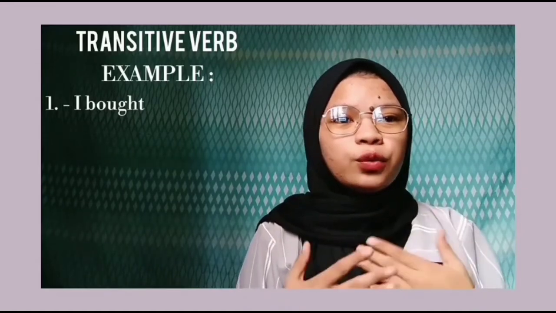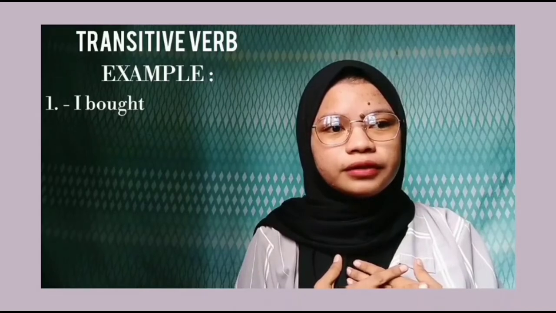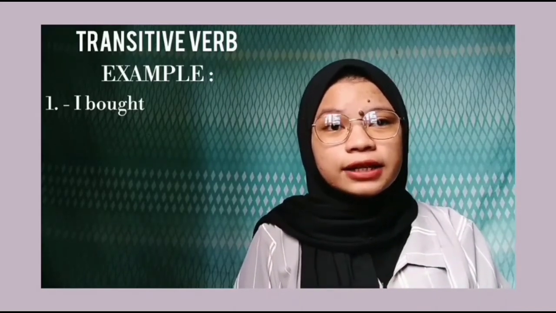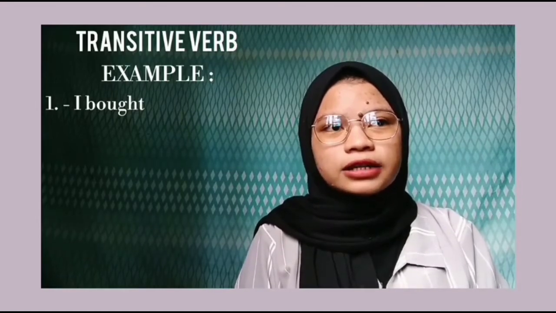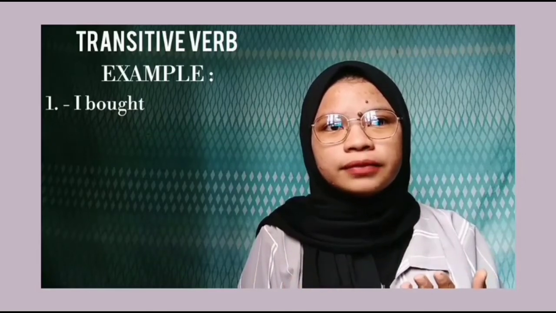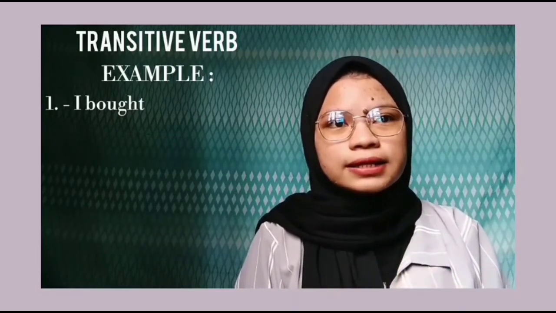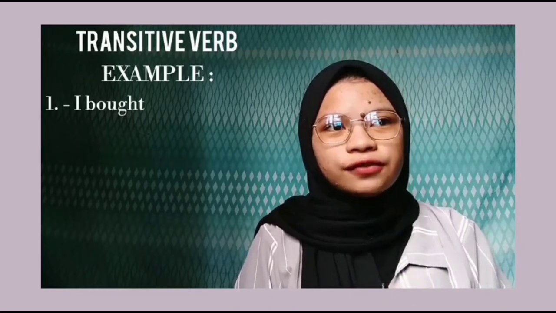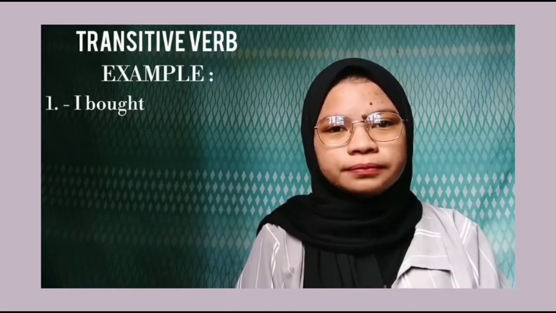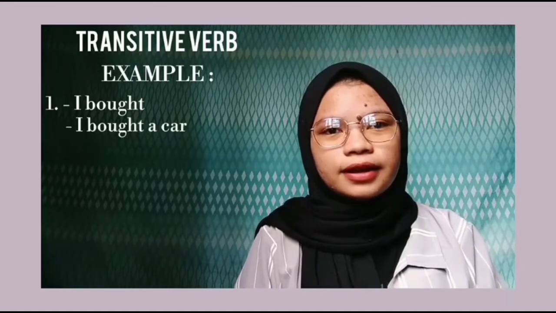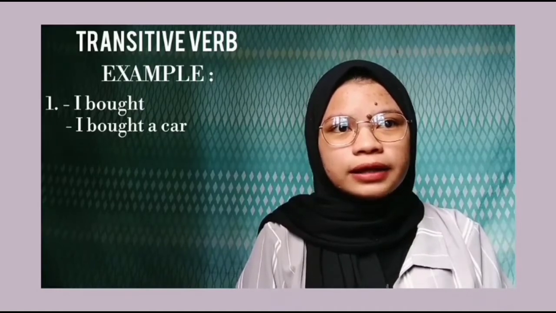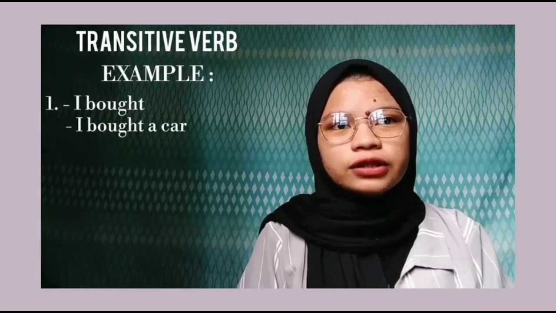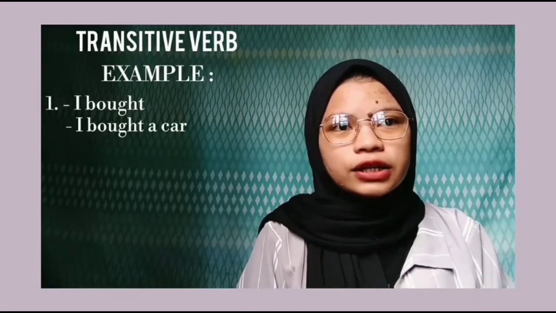You are probably wondering what I woke. Why is this sentence incomplete? Because woke is a transitive verb, and a transitive verb needs an object after it to complete the sentence. The object after a transitive verb can be a noun or a pronoun. I bought a car. Now, the sentence is complete and we can understand it. We added the object a car after the verb. A car is the object.